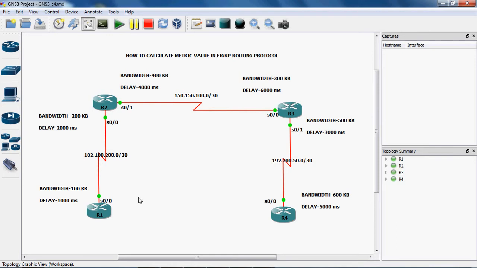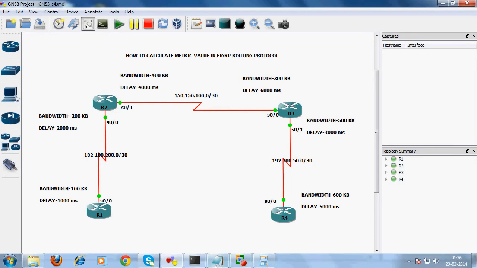EIGRP uses the metric value to calculate the best path. By default it uses bandwidth and delay to calculate the best path; otherwise it can use bandwidth, delay, reliability, load and MTU. By default it uses bandwidth and delay. So in this port we assign the bandwidth as 100 kilobytes and the delay as 1000 milliseconds.